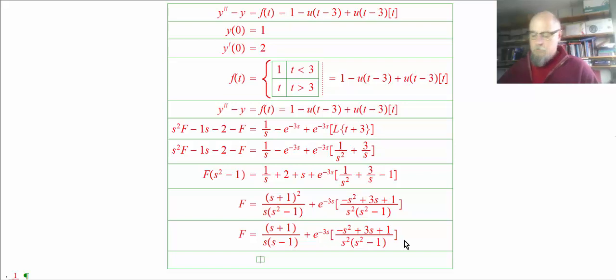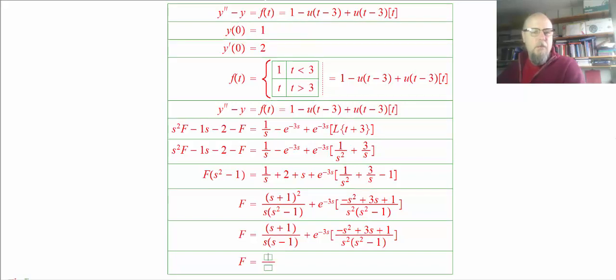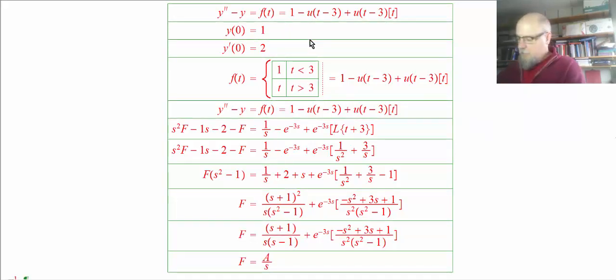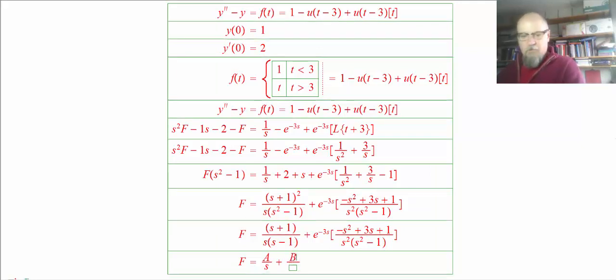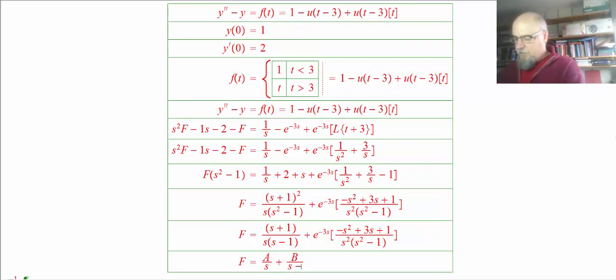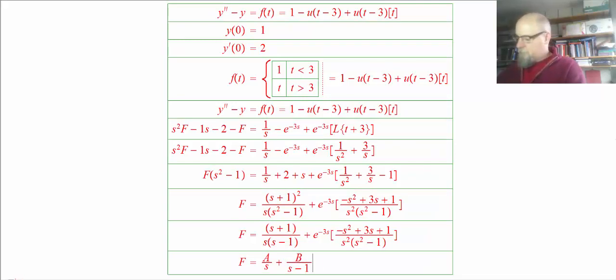Now I need to break this up into partial fractions. The outside one is going to be some number over s plus 1, some number over s minus 1. Partial fractions will tell me the A and the B.